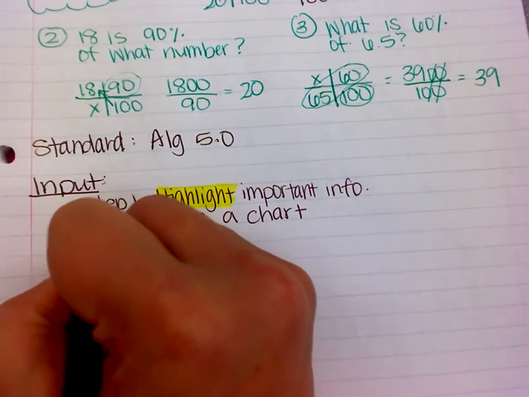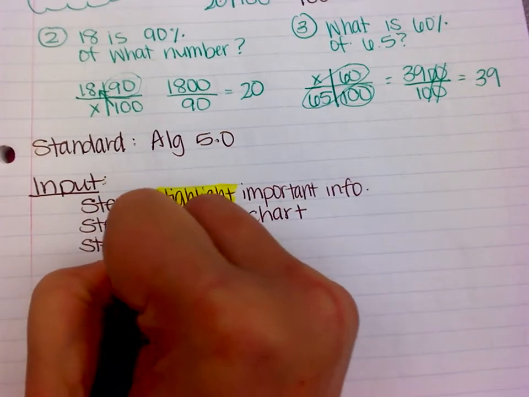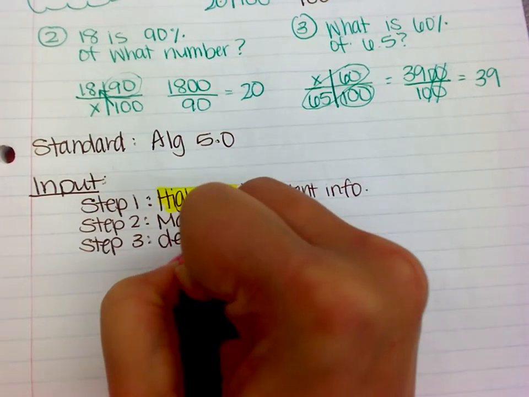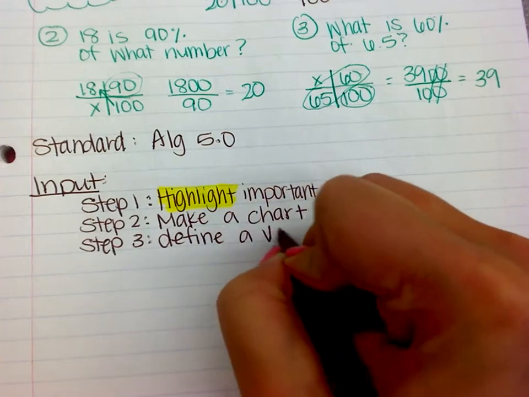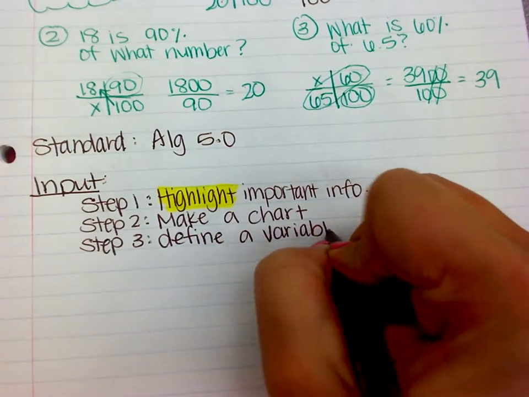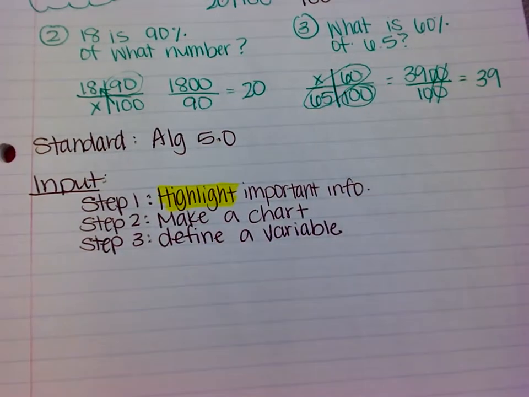Step 3. We're going to define a variable. You should have heard that before, right? We're going to define a variable. We're going to pick what our variable is going to be in the problem. What variable are we going to choose for our unknown? What letter is it going to be?